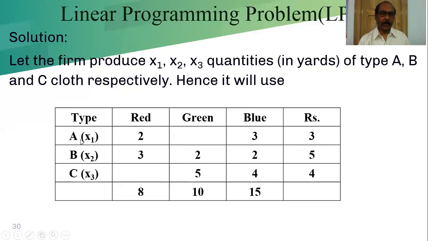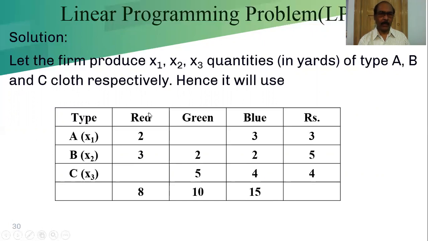For type A, we need 2 unit yards of red wool, no green wool, and 3 units of blue wool. For type B, we need 3 units red, 2 units green and 2 units blue wool. And for type C, we need only 5 units green and 4 units blue.